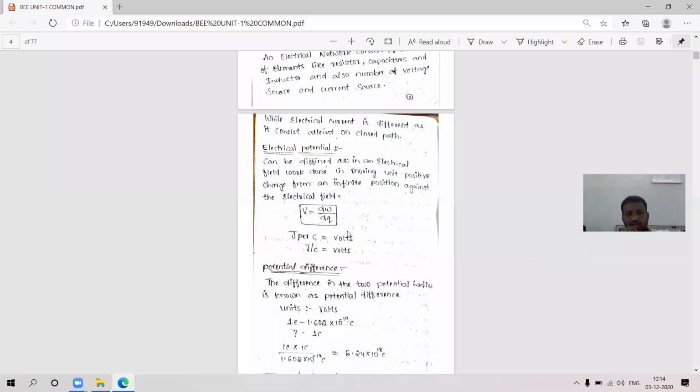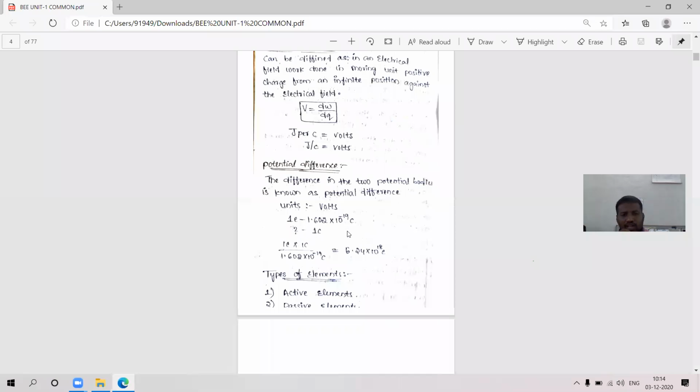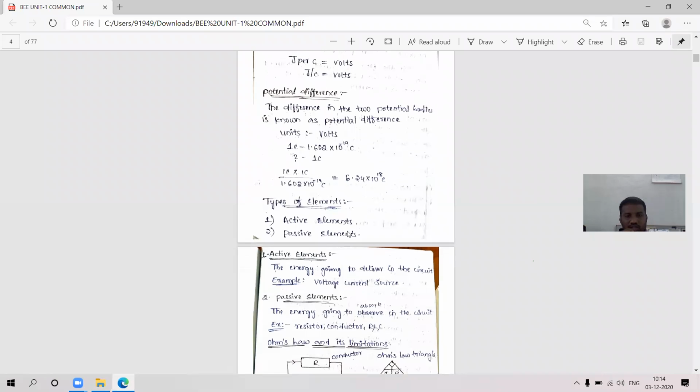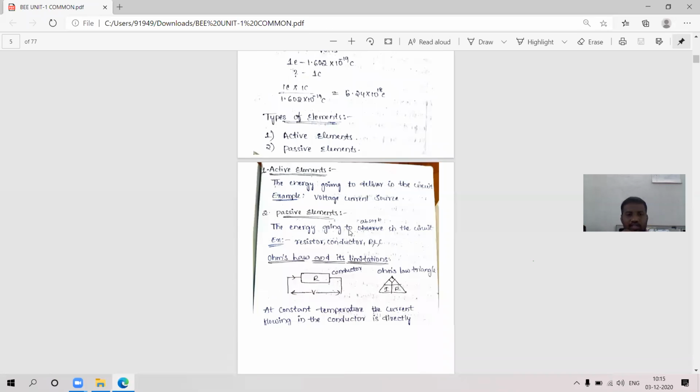And coming to electrical, one electron consists of how many coulombs of charge? That is one electron's negative charge: minus 1.602 into 10 to the power of minus 19 coulombs. Likewise we can calculate how many electrons are there in 1 coulomb by cross multiplication. If you do cross multiplication, you get the number of electrons for 1 coulomb of charge.